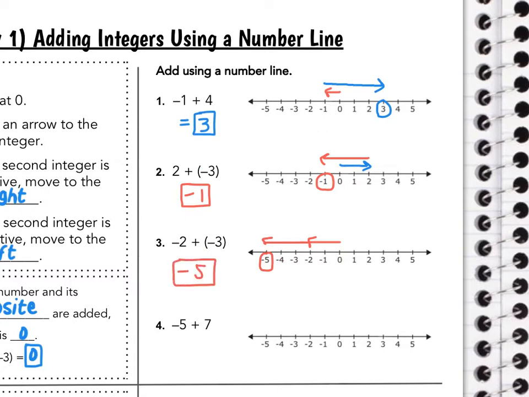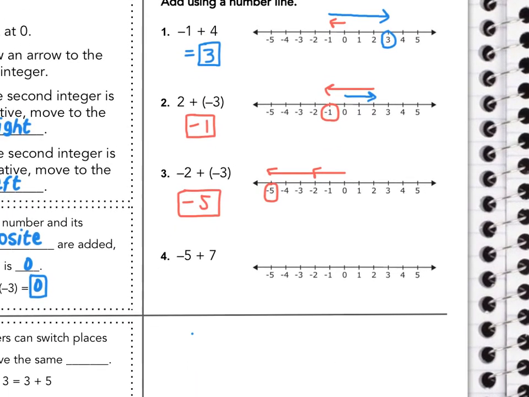Okay? And then for the last one, number 4. On number 4, it says -5 plus 7. So again, start at 0, and you're going to go to the first integer, which is -5. So I'm going to go all the way, oops, I should use red, to the left.